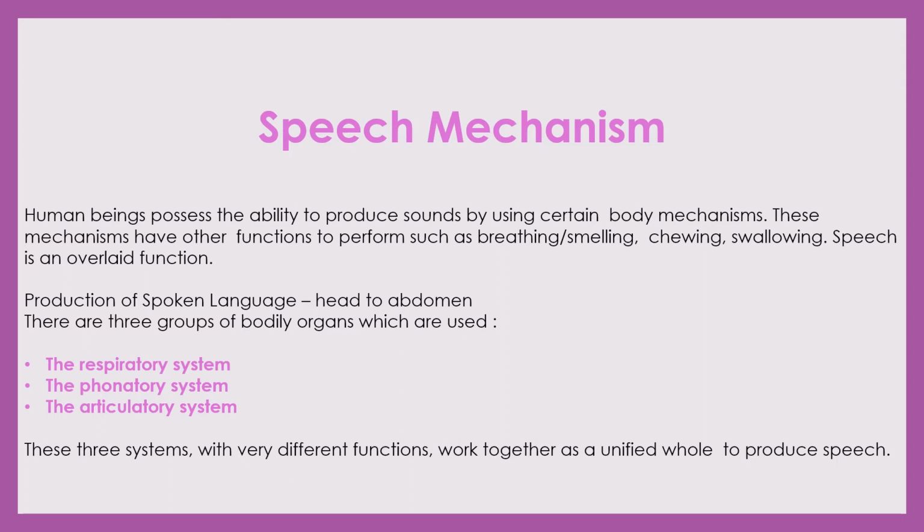Then the third one, the articulatory system. The articulatory system consists of the nose, lips, mouth and its contents, including especially the teeth and the tongue. Although the ear is not part of the speech producing mechanism, we must include it among the vocal organs because speech is not just produced, it also has to be received, and the main organ of reception is the ear.